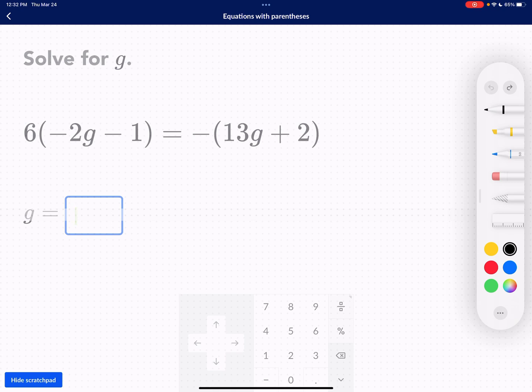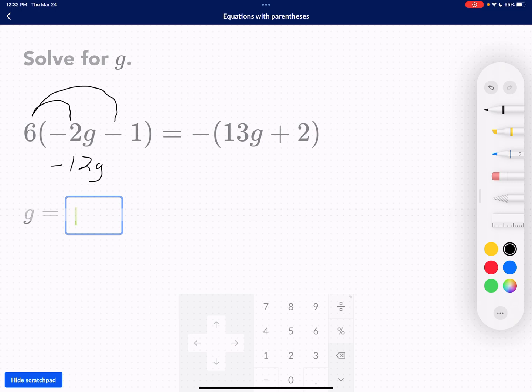But either way, first thing I notice, I have some parentheses with some stuff outside of it. So I need to distribute. So let me go ahead and do that. 6 times negative 2g is negative 12g. Remember, it's multiplication when you do that. You can actually write this out as 6 groups of that stuff, 6 groups of this stuff, add them together, combine like terms, and you'll get the exact same thing. You can confirm it for yourself.